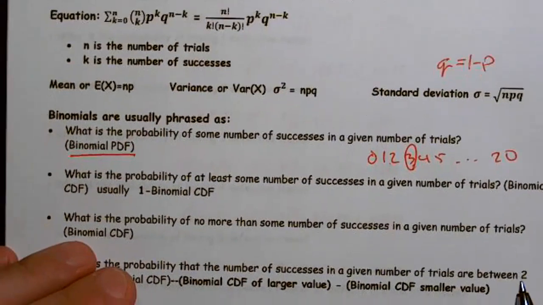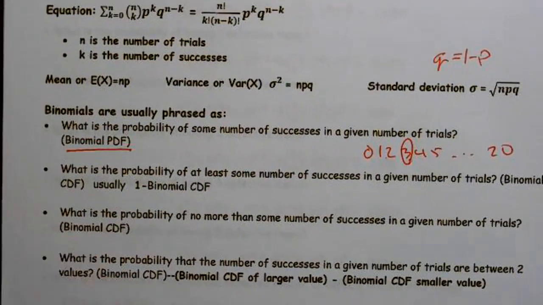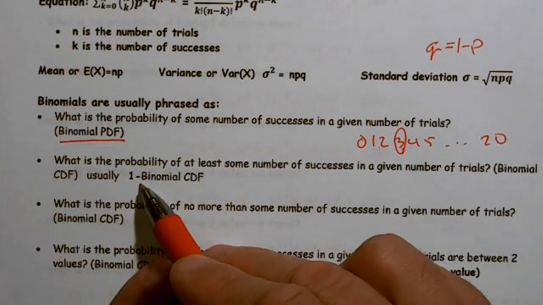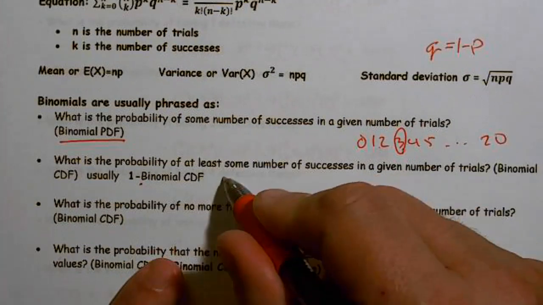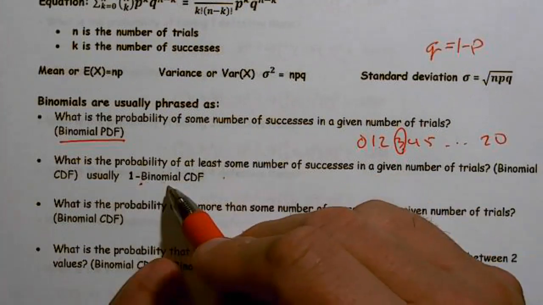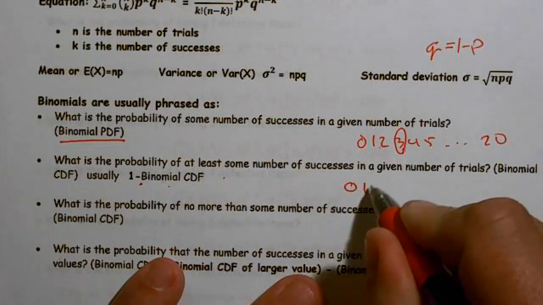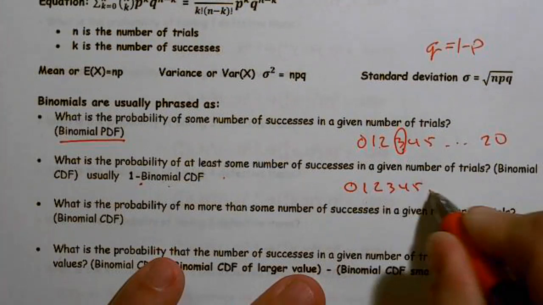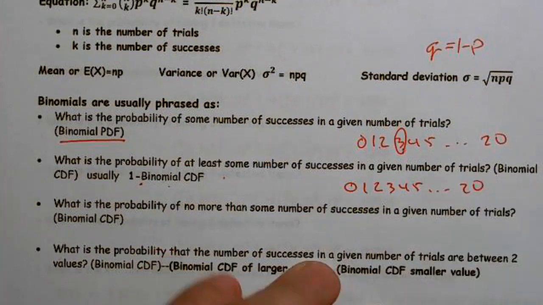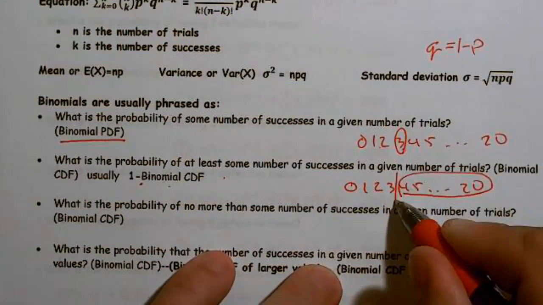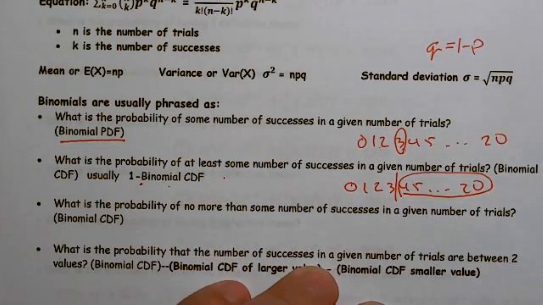Keeping the same number of trials, what is the probability of at least some number of successes given a number of trials? Well, since it's an at least, like we learned previously in probability, we're going to be working with a 1 minus. This will be set up as a 1 minus a CDF. And the reason it's a CDF is I say 1, 2, 3, 4, 5, all the way to 20. If I wanted to have at least 4 successes, that means I'm interested in all of these values.